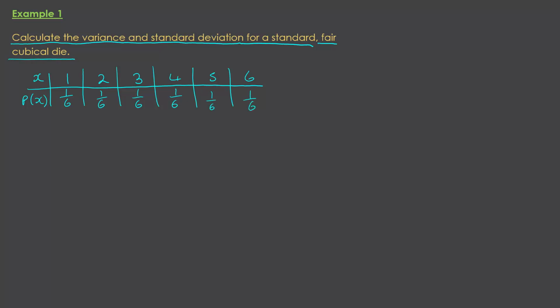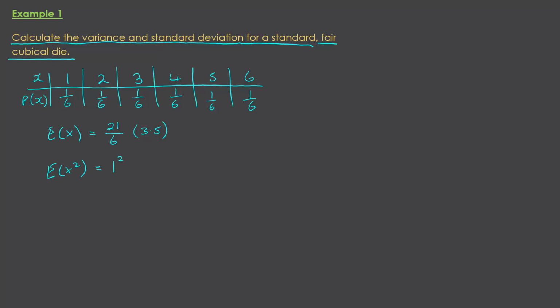And to shortcut this example, remember that the expectation of x, which we've worked out before, is 21/6, or 3.5. Now, we need the expectation of x squared.